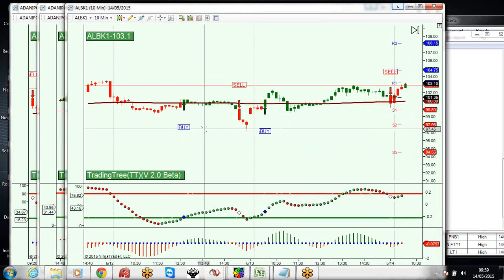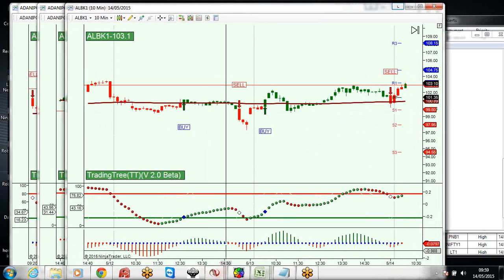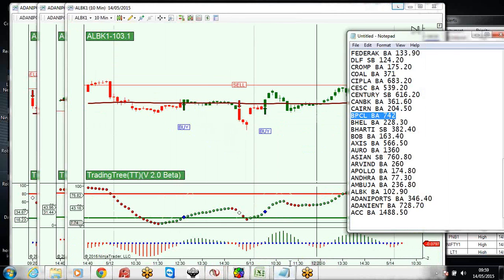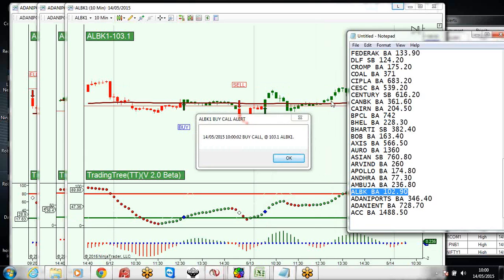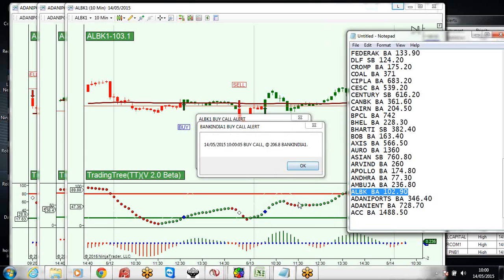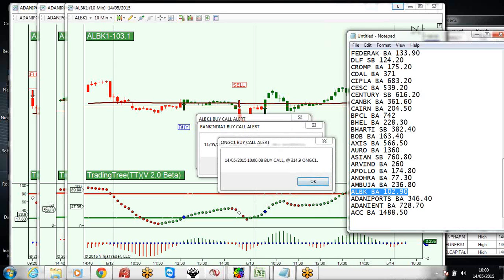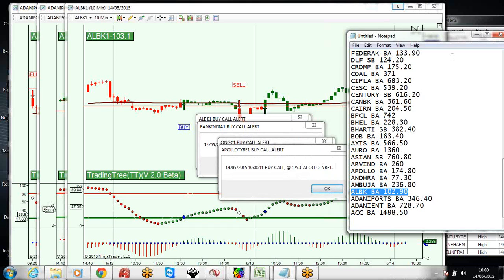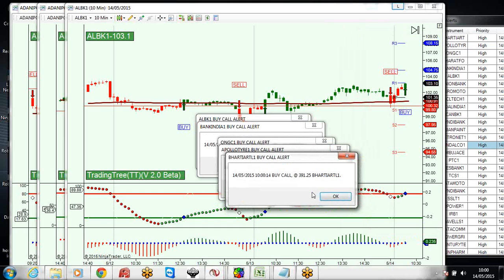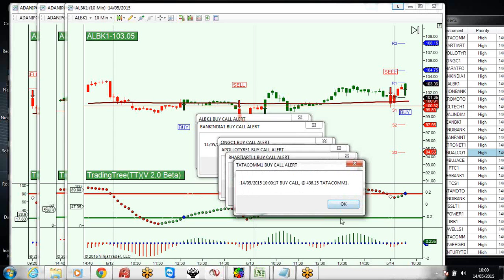We'll be getting a buy call in NBK. We already have entered this trade at 102.90. There is a buy call in WHA1. So there it comes. There is a buy call in Marathon 1. There is a buy call in Apollo Tyre 1. There is a buy call in Berkshire 1. There is a buy call in Tatacom 1.